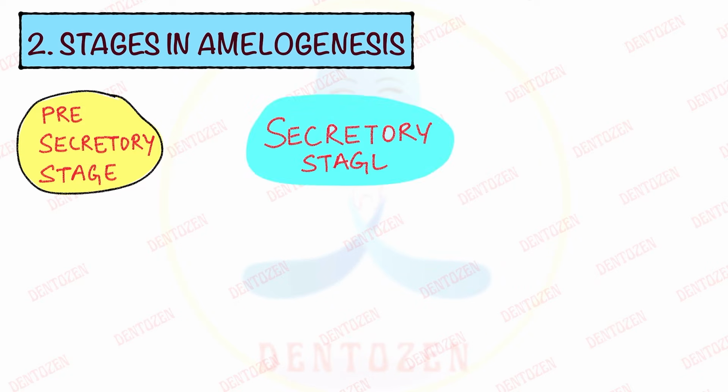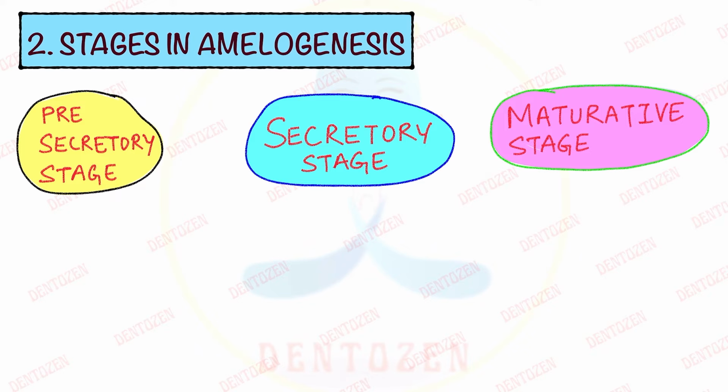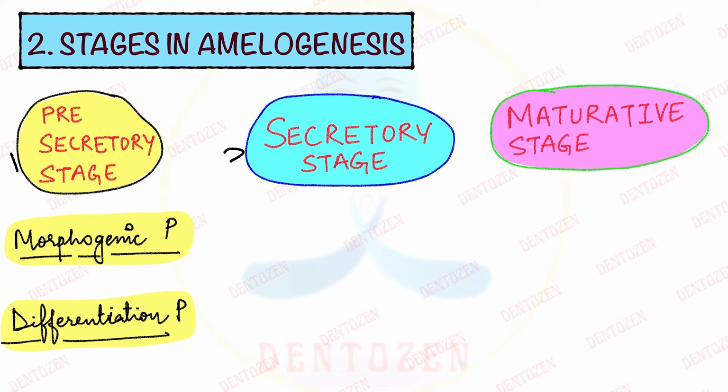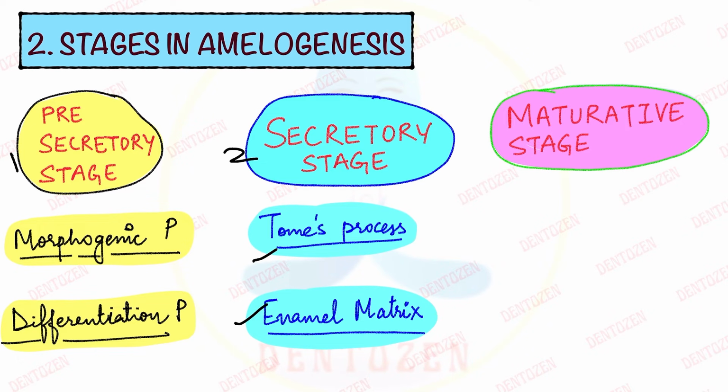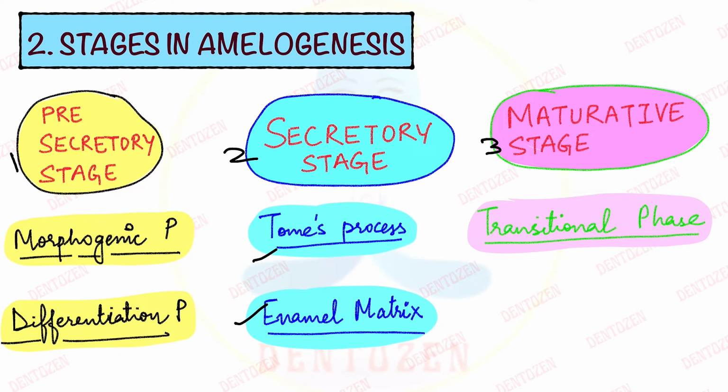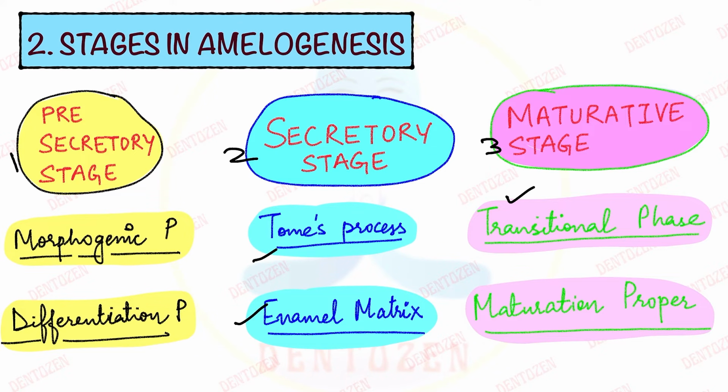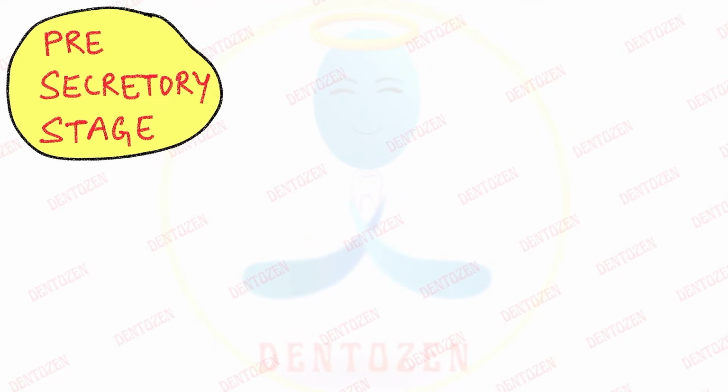Come to the second part, that is stages. There are 3 stages we already know: pre-secretory, secretory and maturative. The pre-secretory stage is further divided into 2, morphogenic and differentiation. Secretory stage will involve the formation of Tom's process and how it helps in matrix formation, and the third stage, maturative stage, will discuss the brief transitional phase and the maturation proper. So let's talk about first pre-secretory, which has 2 phases: morphogenic phase and differentiation phase.